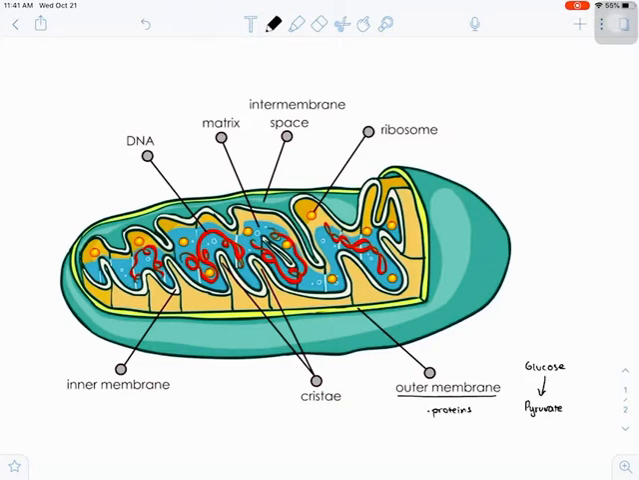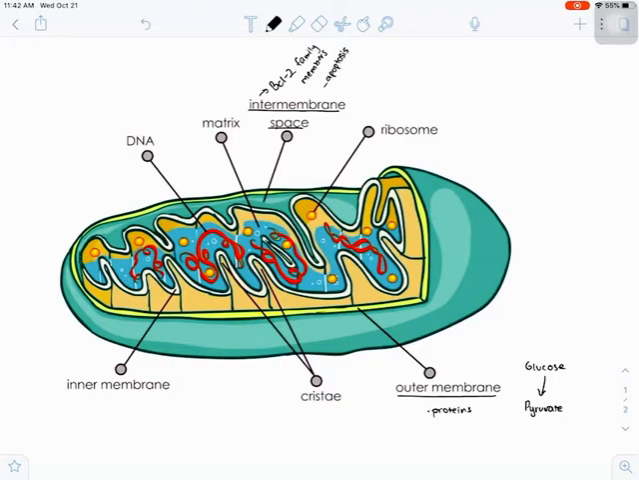And then we have the intermembrane space. In the intermembrane space, there is a protein family called the BCL2 family members, which play an important role in programmed cell death, aka apoptosis.